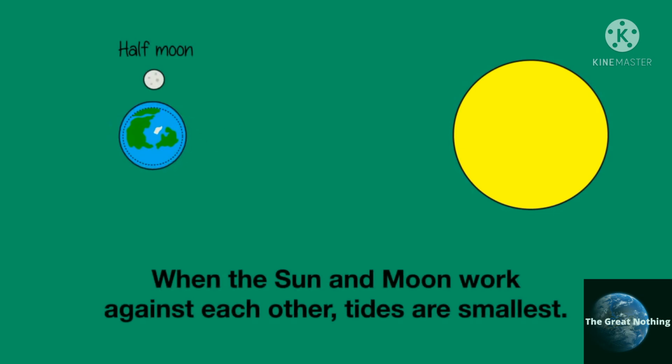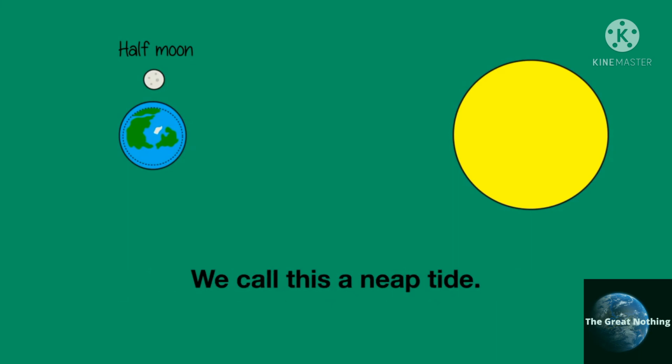When the sun and the moon are located at 90-degree angles to each other, you can see this in the sky as half moon, they work against each other and the tides are smallest. We call this a neap tide.